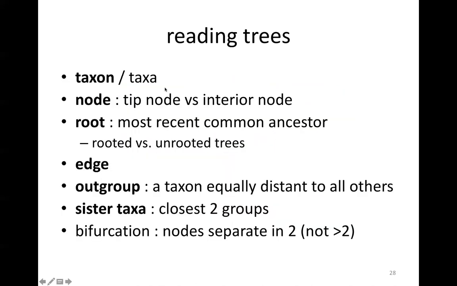Any biological group on trees we call a taxon. A single group will be a taxon, multiple groups would be taxa. This you already know. Nodes and roots and edges or branches we already mentioned.